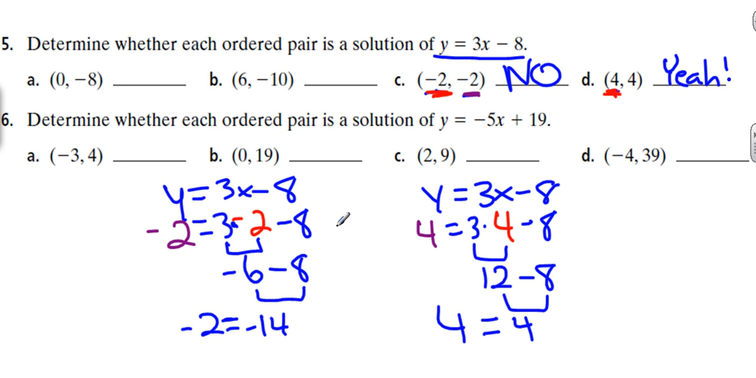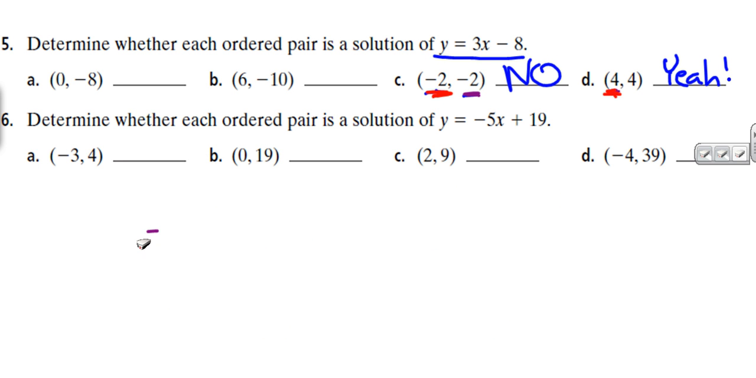Alright, so that's that. If you didn't get it, pause it now because it's going away. So what about number 6? Let's pick a couple of those. Let's do A, and we can do C or D? D. Alright, so we have an equation: y is -5x plus 19.